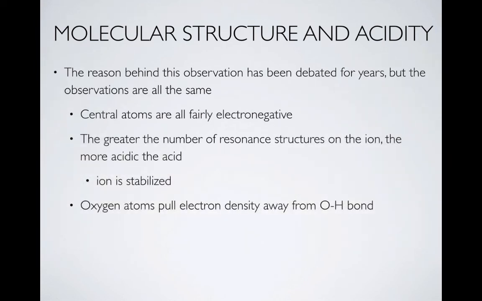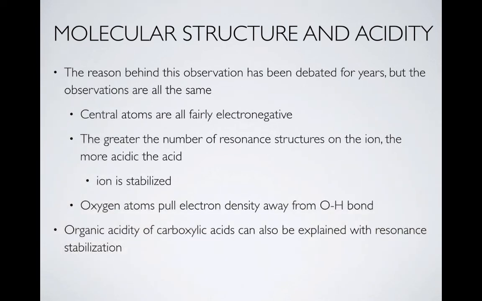Another way that some people look at it is the more oxygen atoms you have on that central atom, since oxygen is so electronegative, the more pull you have of electron density away from that external oxygen-hydrogen bond, and the easier it is for that oxygen-hydrogen bond to break and give you the H plus that makes it acidic. And if you go into any kind of biochemistry or organic chemistry, you'll run into carboxylic acids, and their stability and their acidity can also be explained by using resonance stabilization of the ion once the hydrogen goes away.